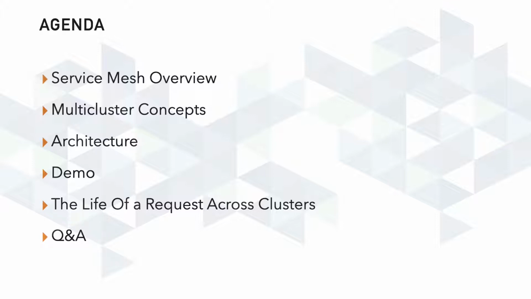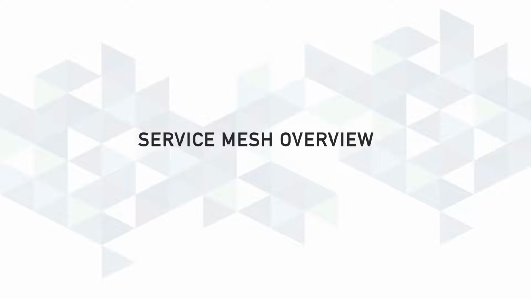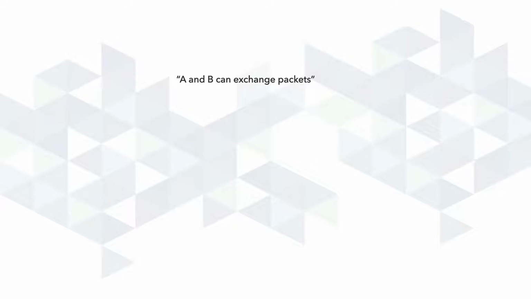So much has been said about service meshes and what this is and why you might need one. And I will try to summarize it with a quote that I think is quite precise and concise in the same way. So in a typical distributed system, naively you might think that the only thing that matters is that A and B can exchange packets. But as your system grows and it becomes more complex, it becomes apparent that this is not the only thing that matters.